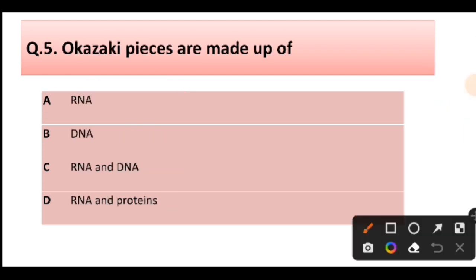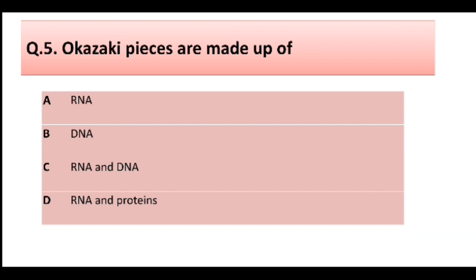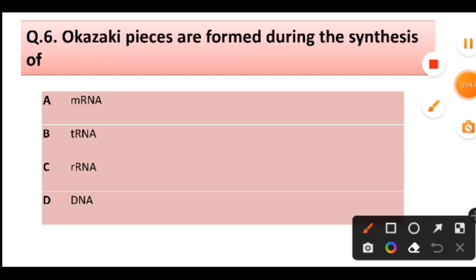Question 5. Okazaki pieces are made up of RNA, DNA, RNA and DNA, RNA and protein. Correct answer is option C. Okazaki fragments are made up of RNA and DNA. Question 6. Okazaki pieces are formed during the synthesis of mRNA, tRNA, rRNA, DNA. Correct answer is option D, DNA.